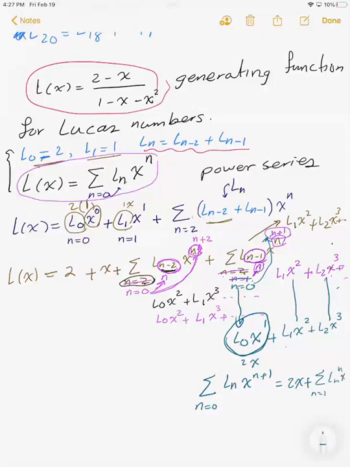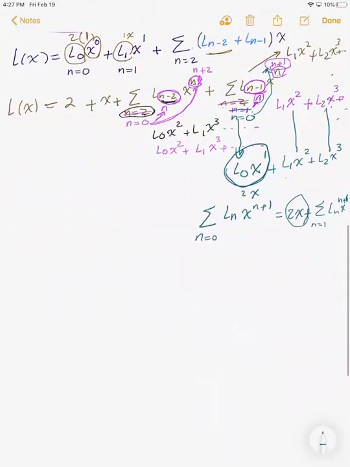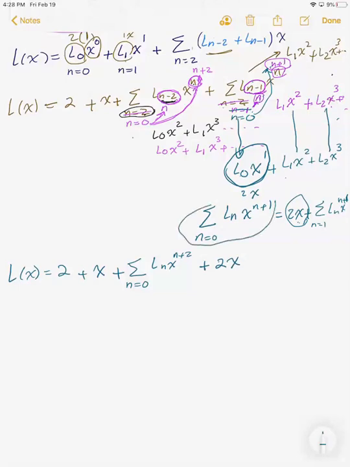ln x^(n plus 1). So to justify for this term, what I will do is I just write this as L of x is equal to 2 plus x. This one is already okay. Its n is 0. I have ln x to the power n plus 2. The next term is going to be 1 plus. Since I have that 2x, I'm just going to write it as 2x instead of this.